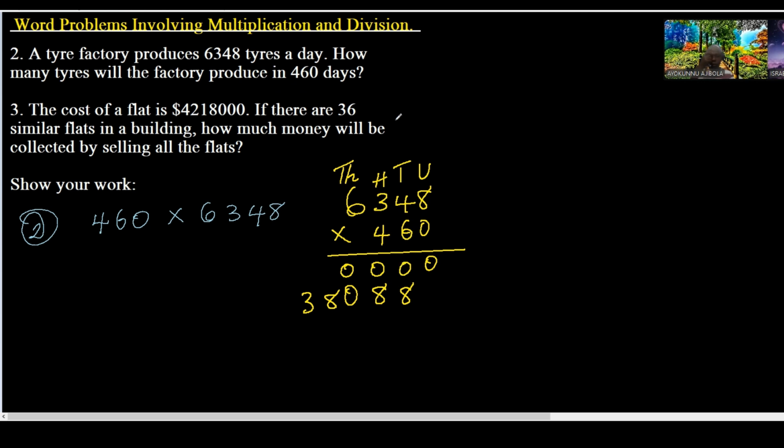Then for the next level, I have 4 times 8, that's 32. I write 2, I keep 3. 4 times 4 is 16 plus 3, that's 19. I keep 1. 4 times 3 is 12 plus 1, that's 13. I keep 1. And 4 times 6 is 24 plus 1, that's 25. Okay, that's the last layer.